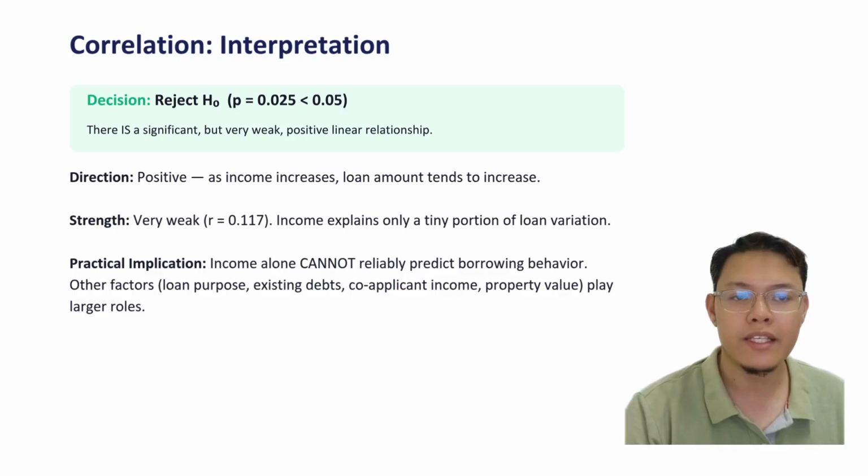The practical implication is that income alone cannot reliably predict how much a person will borrow. Other factors such as loan purpose, existing debt, co-applicant income and property value likely play much bigger roles in the loan amount.